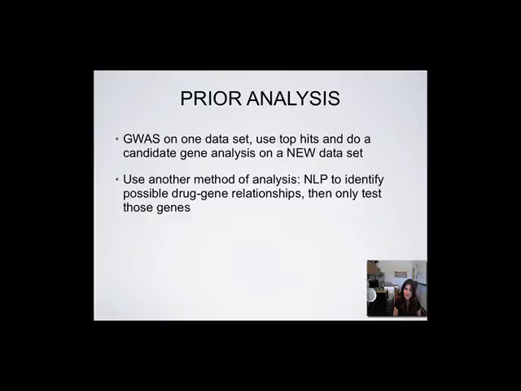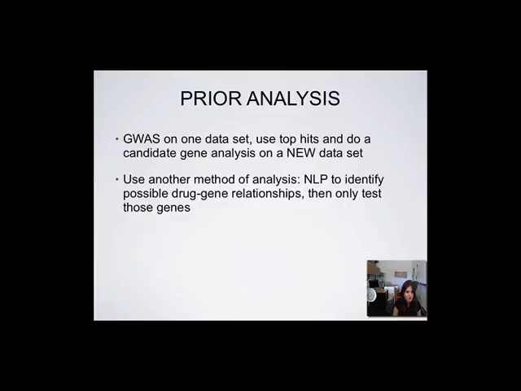So, prior analysis. One thing you can do is a genome-wide association study on one data set, and you can use the top hits if none of them are statistically significant, and then do another analysis on a new data set. And now the number of hypotheses that you're testing is actually less, and your second study is more powered, so that you can see if there's actually a statistically significant gene among your top hits.